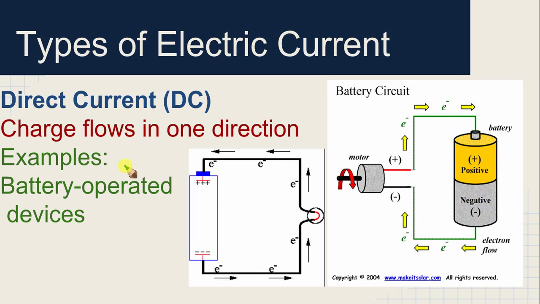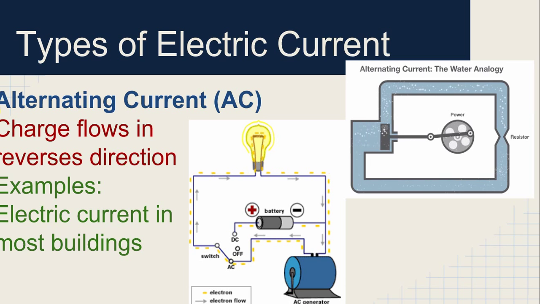Our second type is alternating current. In alternating current, the charges flow in reverse directions. Watch here. This is using water as an example. You can see that sometimes right here has the dots, and other times it is here that has the dots. It's changing directions, sometimes going this way, sometimes going this way.